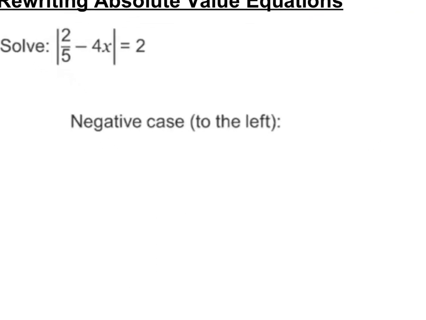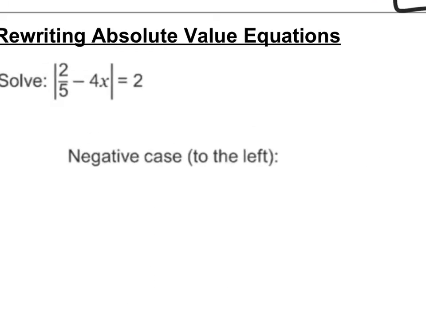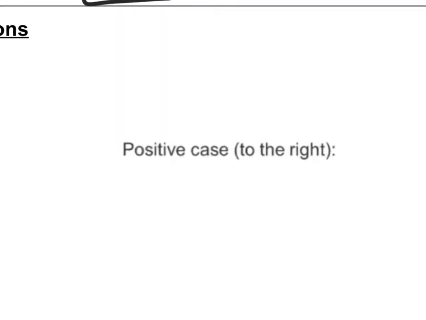Let's do the same thing here. It doesn't really matter which one you do. This one says it wants the negative case to the left. I don't care what you guys do, but I'm going to rewrite this and get rid of the absolute value symbols and have 2/5 minus 4x is equal to negative 2. And then I'm going to do the same thing over here. I'm going to have 2/5 minus 4x is equal to positive 2.